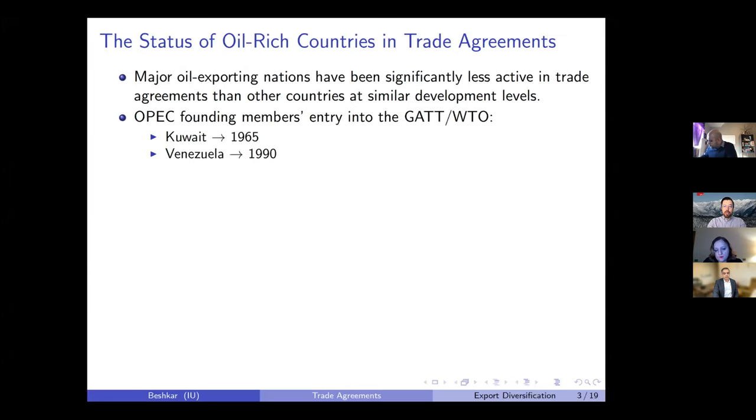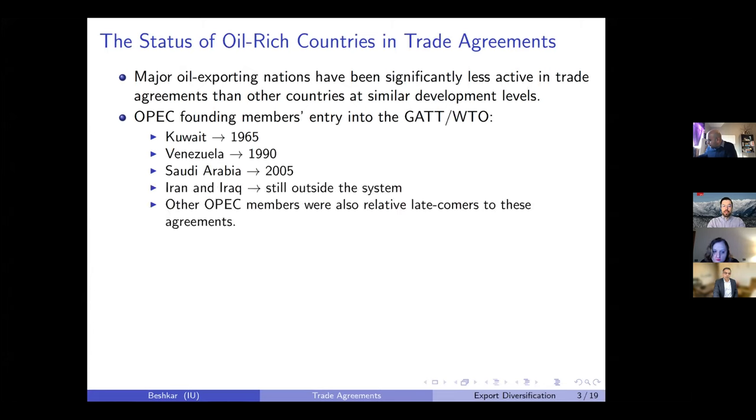And then it took a couple of decades for Venezuela to join, a second OPEC member. And then Saudi Arabia was not a member until 2005. And the process of accession for Saudi Arabia was very difficult. And Iran and Iraq, as you know, are still outside the system. And other OPEC members were also relative latecomers to these agreements.